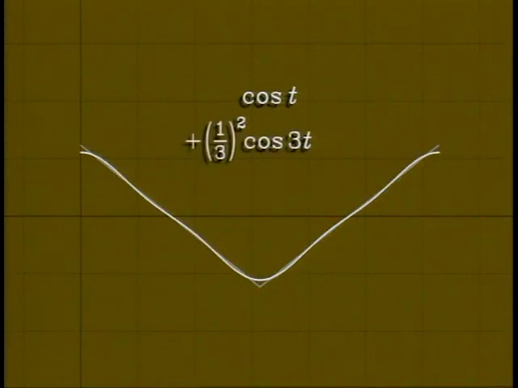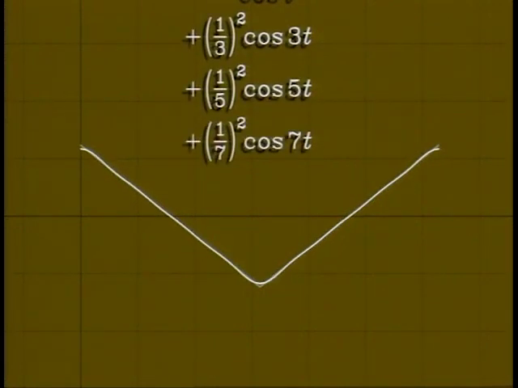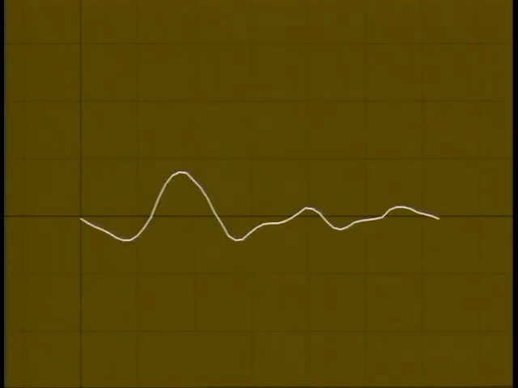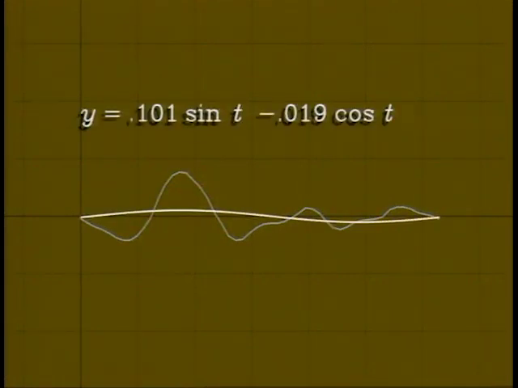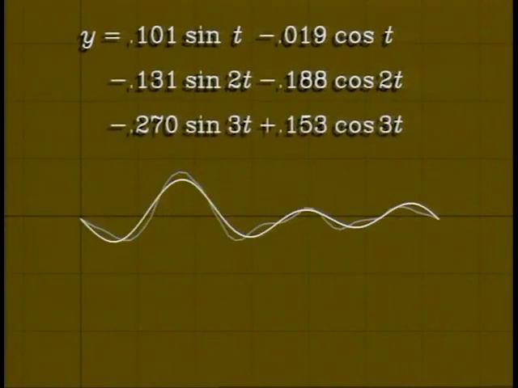This sawtooth wave can be approximated by cosine waves. And this one, made by a trombone, is a combination of both sines and cosines.